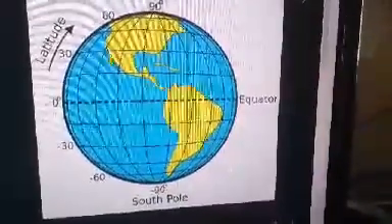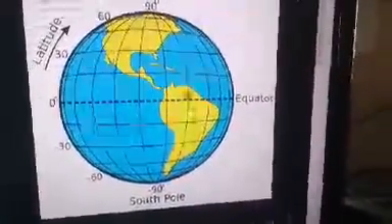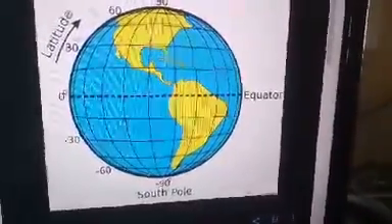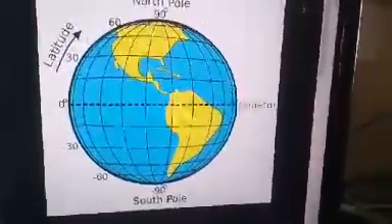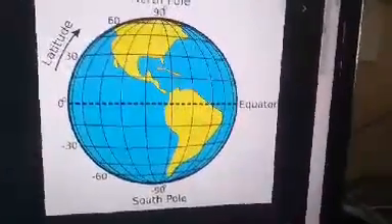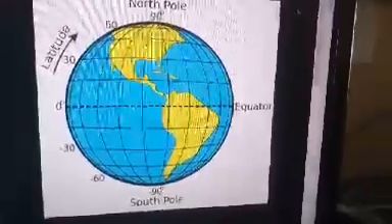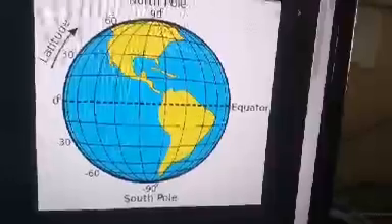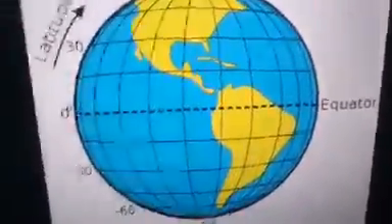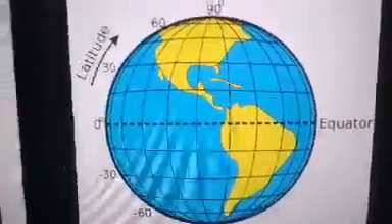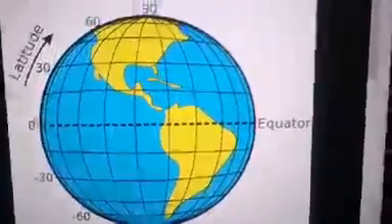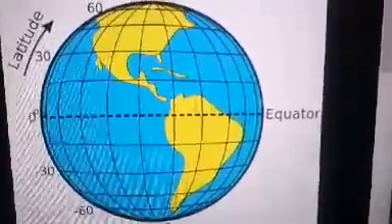If you compare latitudes and longitudes, latitudes are of different sizes. Some latitudes are big, some latitudes are small. But all longitudes are the same size. So, to select a 0-degree longitude, the map makers selected a place called Greenwich in London, and they selected the longitude that passes through Greenwich in London as the 0-degree longitude.